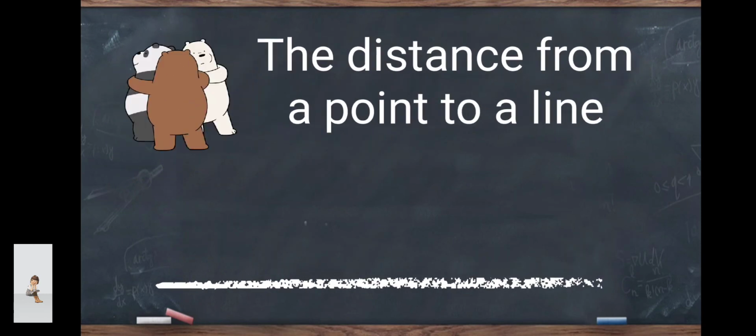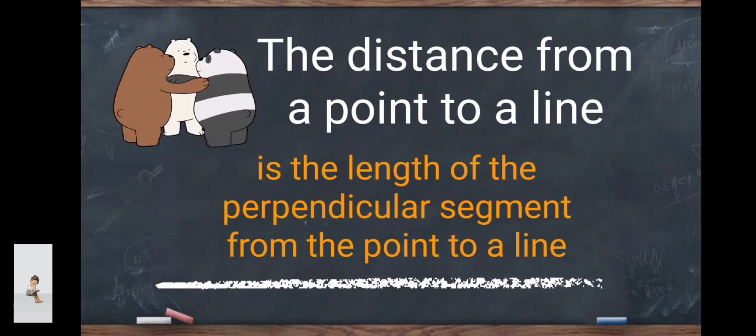The distance from a point to a line is the length of the perpendicular segment from the point to the line.